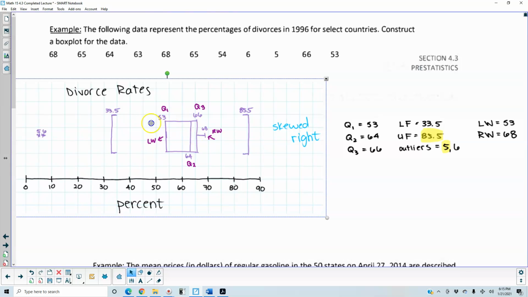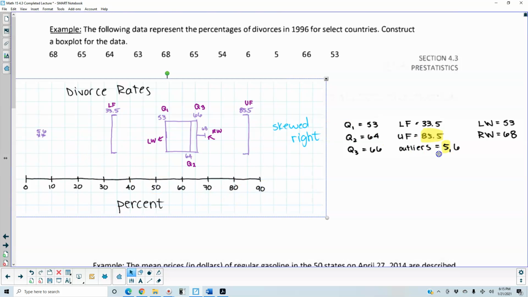Now we also need to figure out what our lower fence and upper fence numbers are. If you look down here at the bottom, between 30 and 40, 33.5 is going to represent the lower fence. And then on the right-hand side, the upper fence is 85.5, so that's right in the middle and a little bit above, and therefore that is our upper fence.